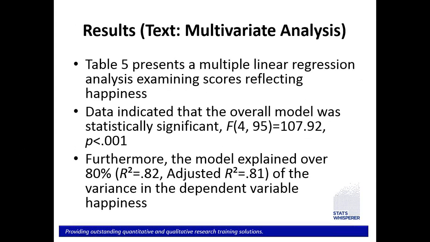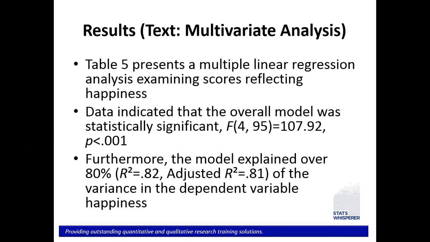Okay, now the big table, the final table. Table 5 presents the multiple linear regression analysis examining scores reflecting happiness. Data indicated that the overall model was statistically significant. And why do we say that first? Because if the model is not significant, nothing else matters. Nothing else is believable or credible. So we say that first.